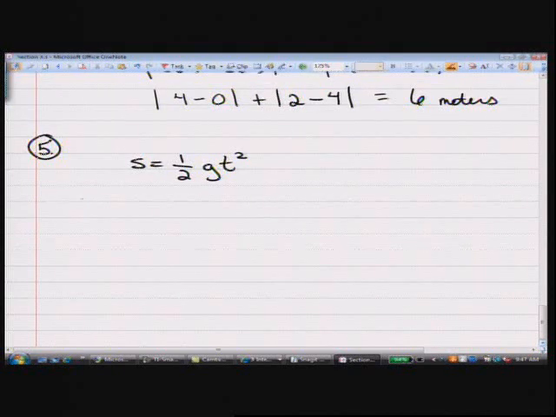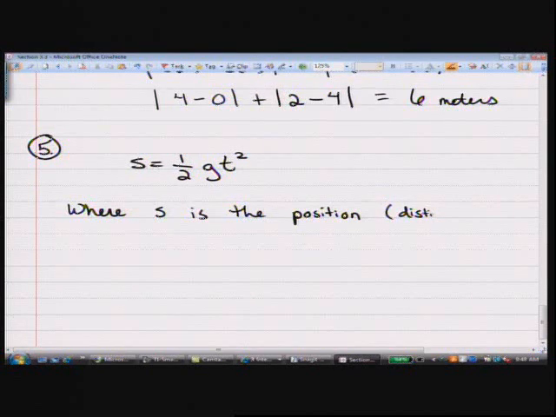you plug in your G. What are familiar G's? Do you guys have, it's your gravitational constant. 9.8 meters per second squared is a good one. And what's the other one? 32 feet per second squared. There you go. So where S is the position or distance fallen or distance dropped at time t, and G is the gravitational constant.